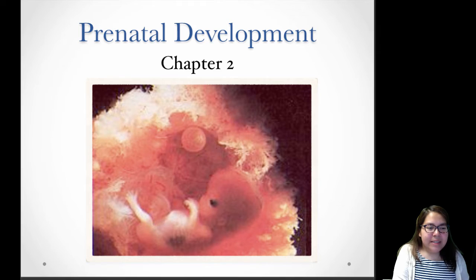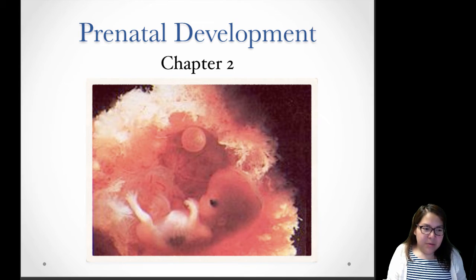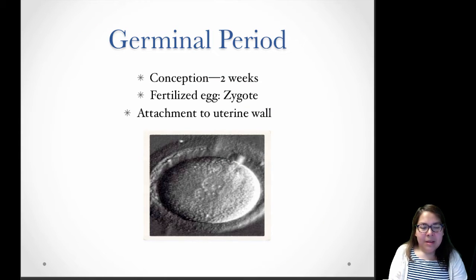And so next, the chapter discusses what occurs following conception, prenatally, within the womb. The prenatal period is split up into 3 stages or periods: the germinal stage, the embryonic stage, and the fetal stage. The germinal stage of development occurs during the 2 weeks following conception.